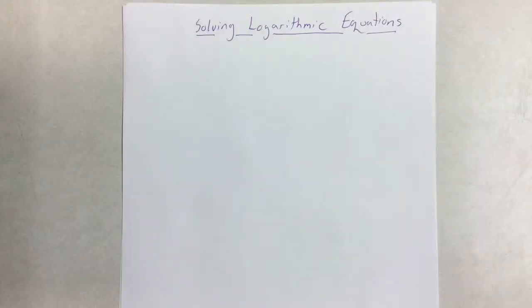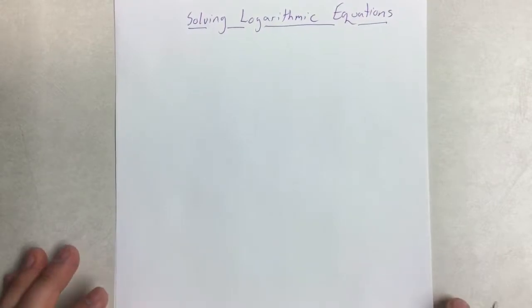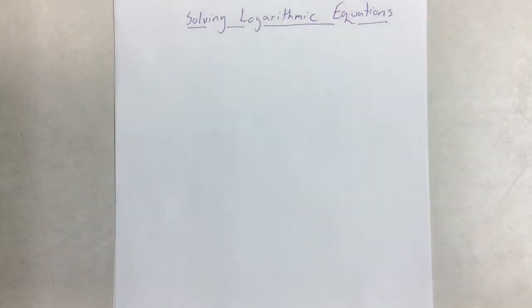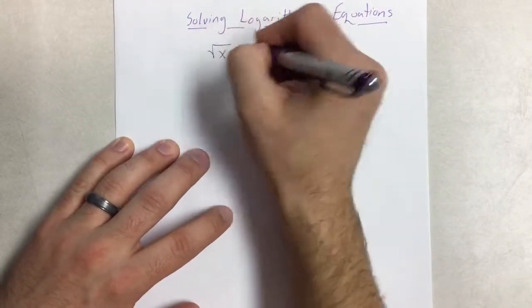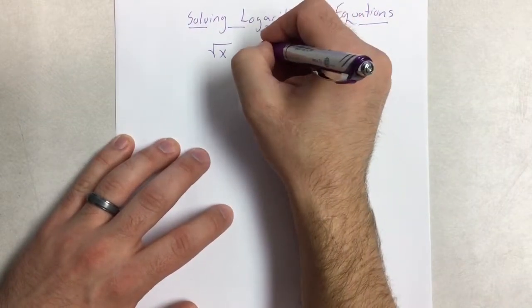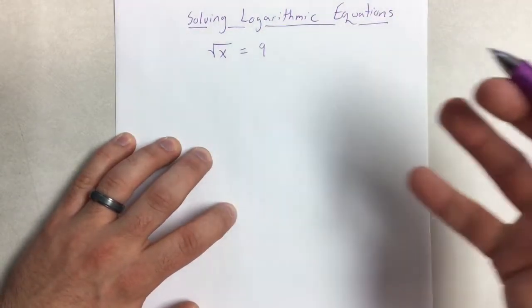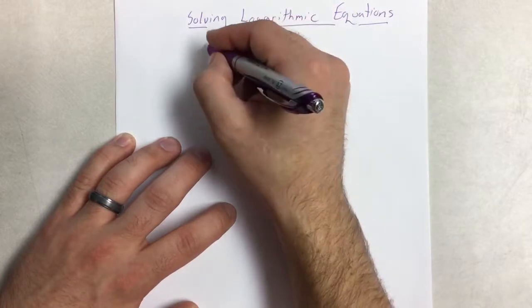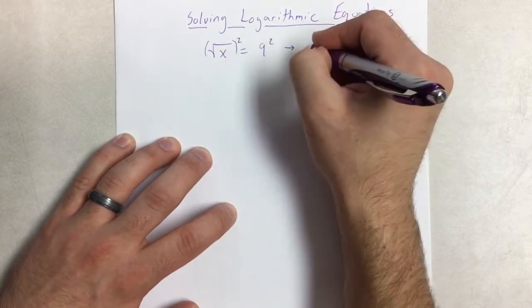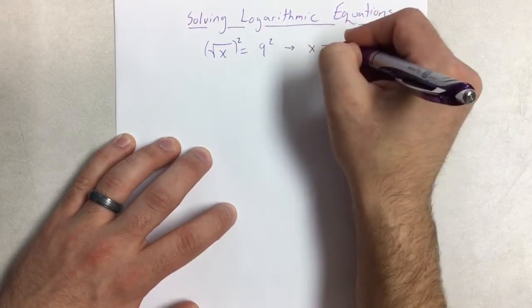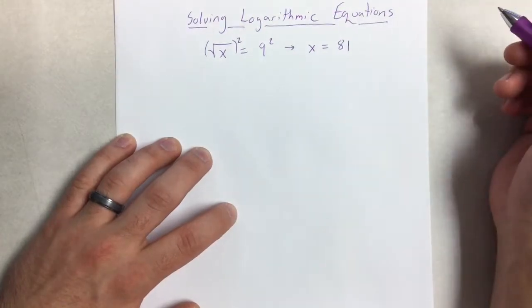Hey guys, we're back. In this video, we're going to be looking at how we solve logarithmic equations. Let's say I gave you the square root of x equals 9. Solving it, I believe you would tell me to raise both sides to the power of 2, and that would yield x equals 81, right? I mean, that's what you would tell me.